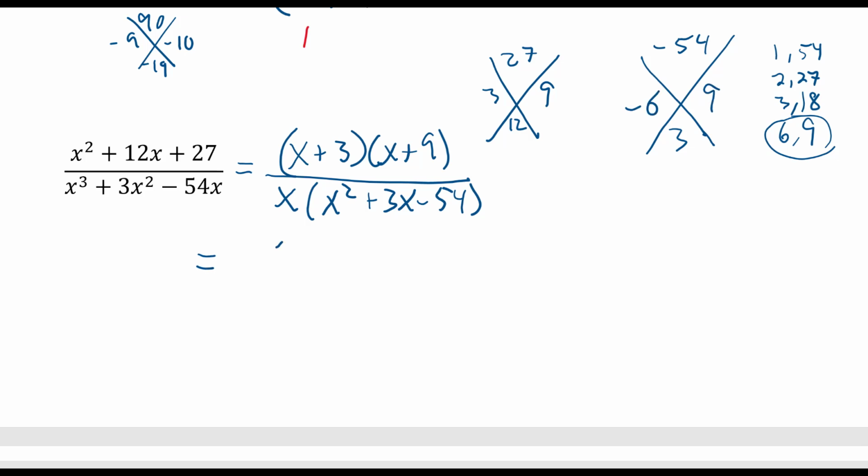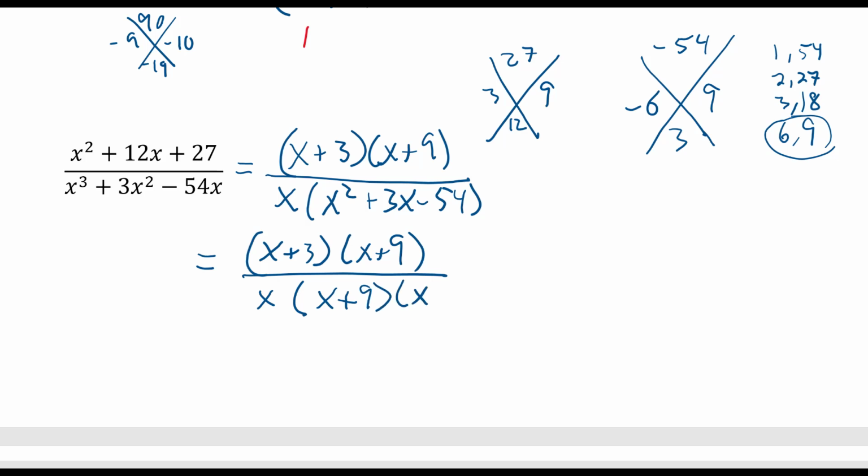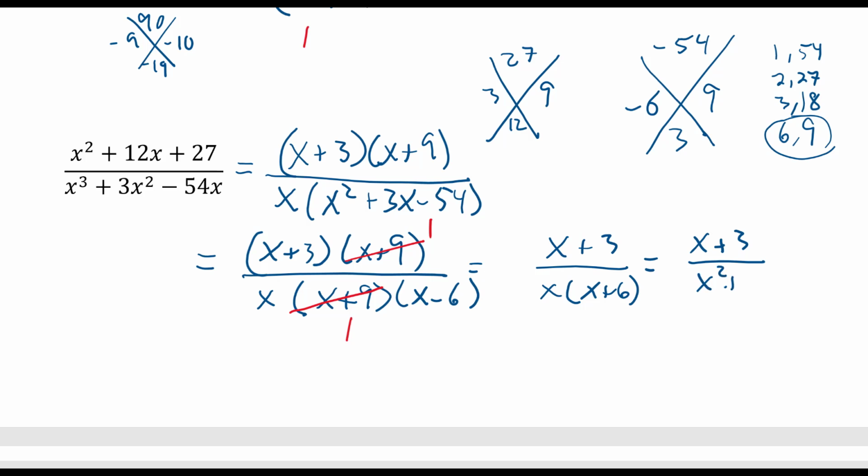So I have x plus 3 times x plus 9 divided by x times x plus 9 times x minus 6. From here, we can divide out the x plus 9s, and we're left with x plus 3 over x times x plus 6, and that's a valid answer, or x plus 3 over x squared plus 6x. So either one of these works.